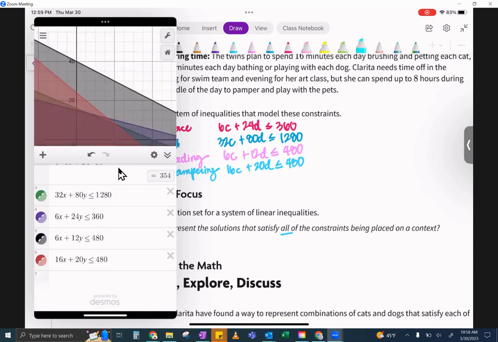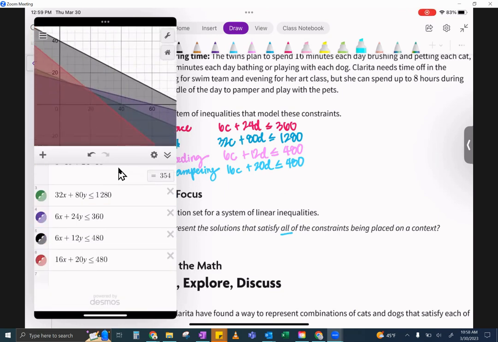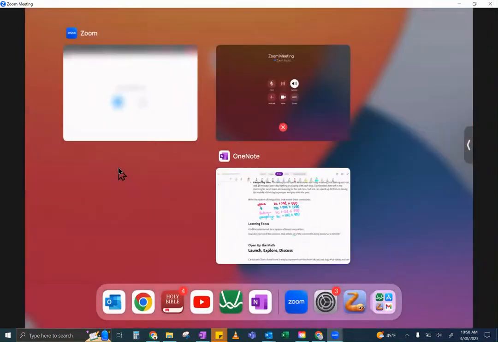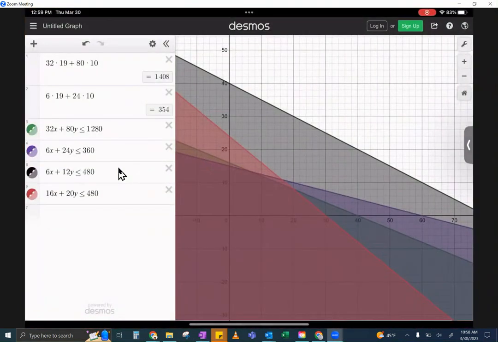And then I have this huge graph here. You guys all see it? Let me maximize that really quick. Look at that. That looks like a mess. Does everybody see that? That looks like a mess.